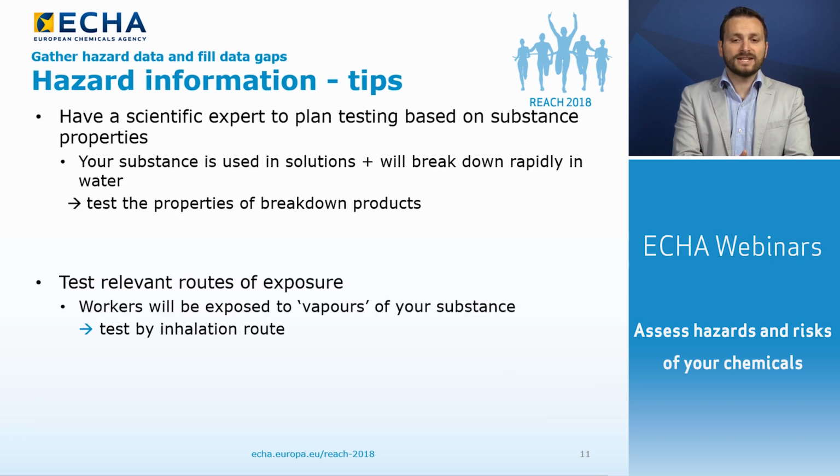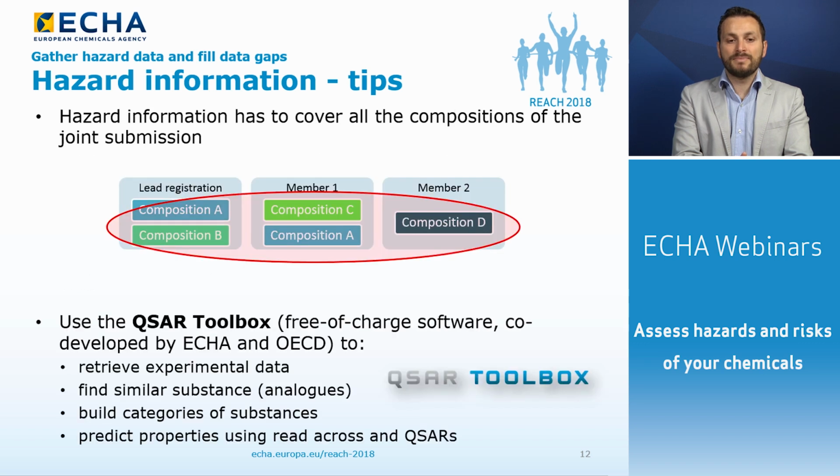After the adaptations, let's have a look at some tips useful when you assess hazard information. It is important that you carefully plan your testing strategy. For instance, if you know that your substance is used in solution and is unstable in water, you may need to test the properties of the degradation products. Or, if you know that there is an inhalation exposure to your substance, then you have to take this into account when planning the testing strategy, because an inhalation test might be needed. Be aware that the hazard information you submit has to cover all the compositions in the joint submission. You will hear more about it in phase 5 of this roadmap, where we will introduce the new concept of substance identification profile and boundary compositions.